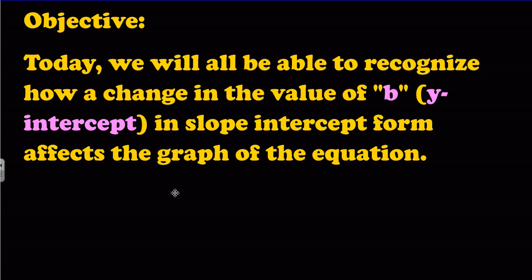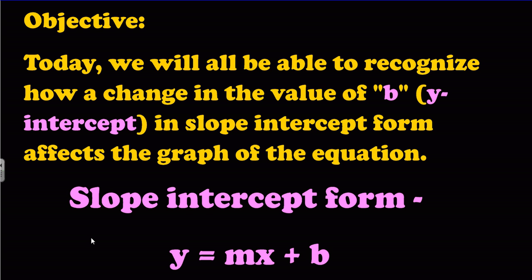First, we need to look at what slope-intercept form is. It is the form that we often see an equation written, and it makes it easiest to graph on a coordinate plane. It's written as y equals mx plus b. Today's main focus is on that value of b and how that affects the graph.